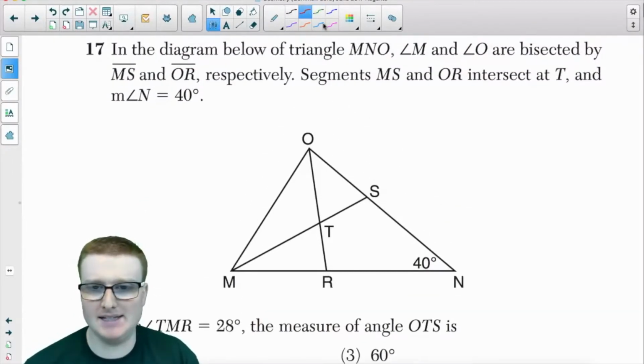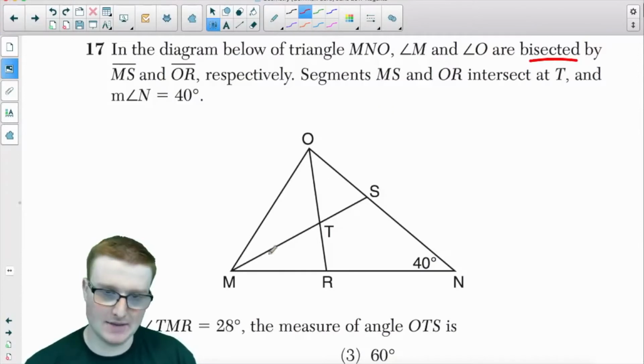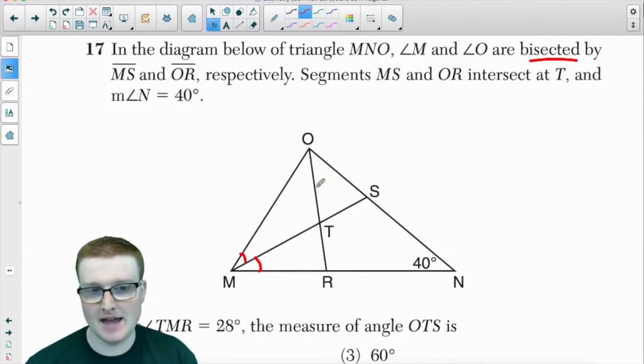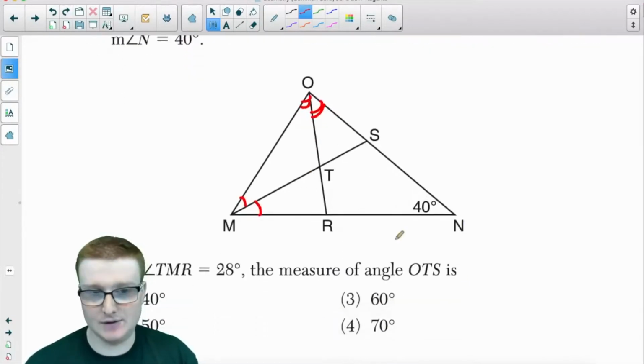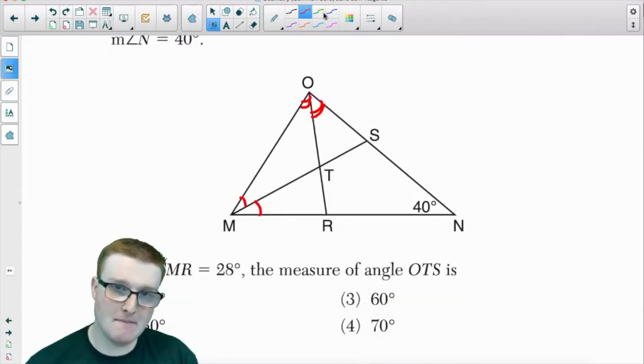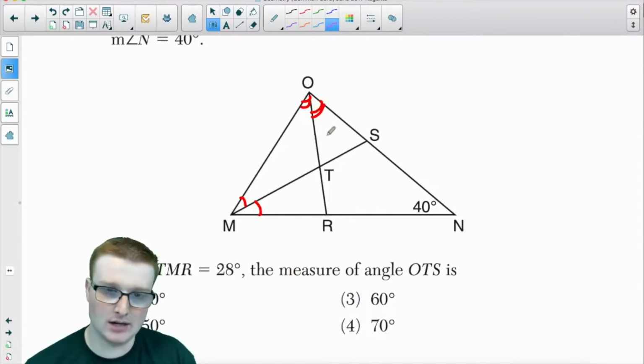So they say bisected. So that means that the measure of angle M is bisected here, and angle O is bisected up here. And it says that this is 40, and they just told us that the measure of angle TMR is 28 degrees.